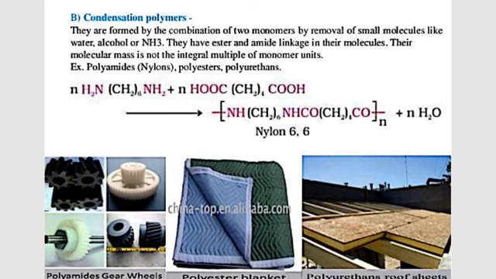The molecular mass is not an integral multiple of the monomer unit because the monomer is eliminating something to form the polymer. Examples: polyamide, polyester, polyurethanes, etc.